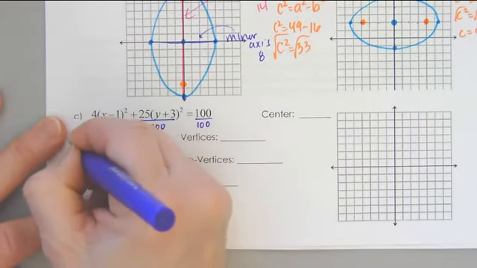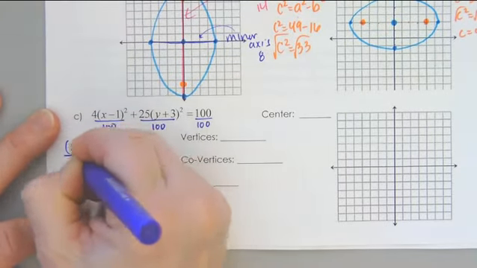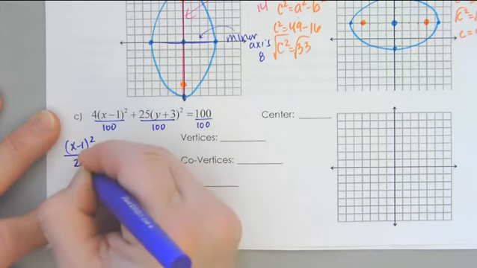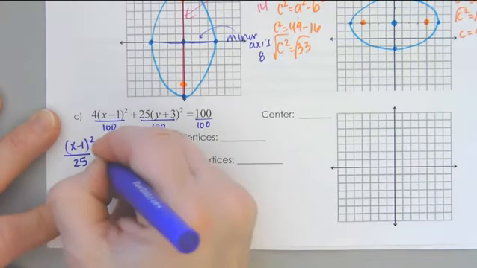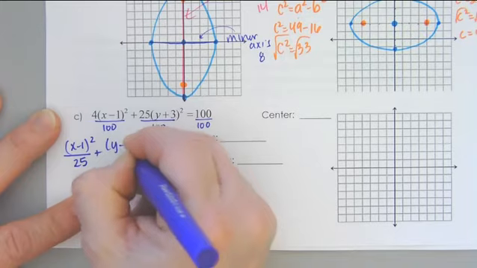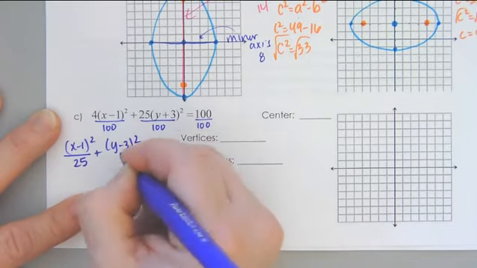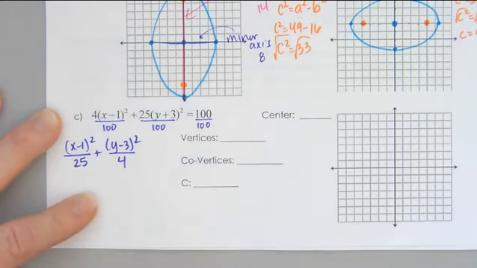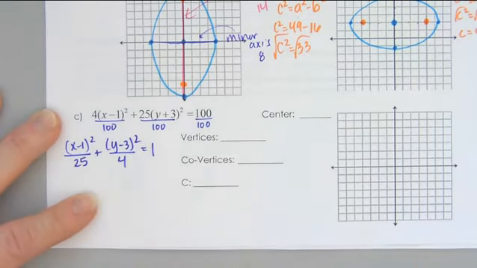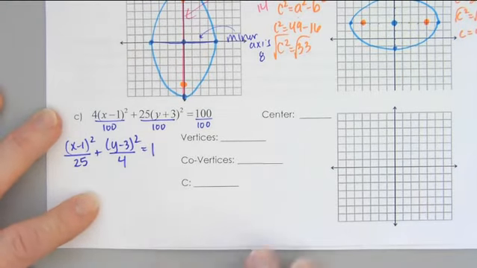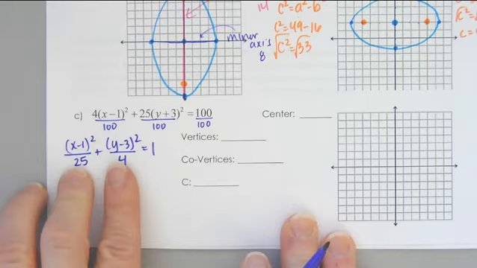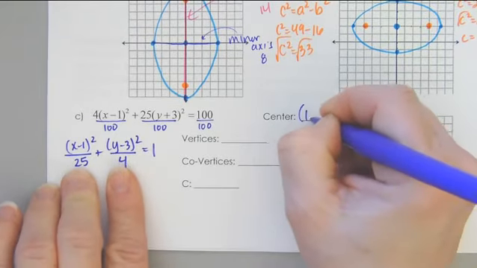So x minus 1, all of it squared, 4 over 100 is 1/25, plus y minus 3 squared, 25 over 100 is 1/4, and equals 1. So now we're in that kind of standard form. So we can look and see that the center is at 1, 3.